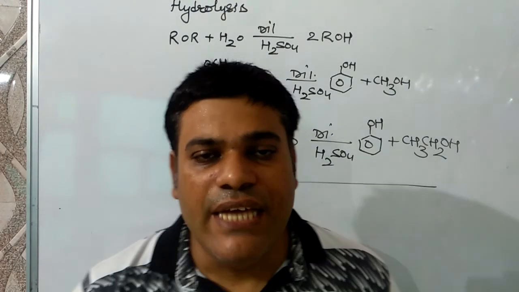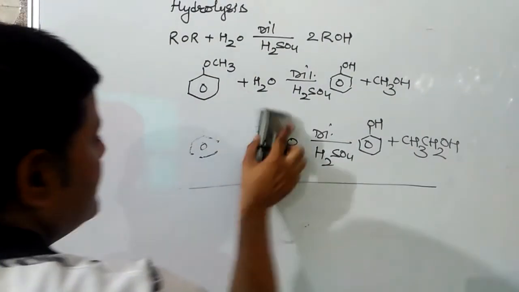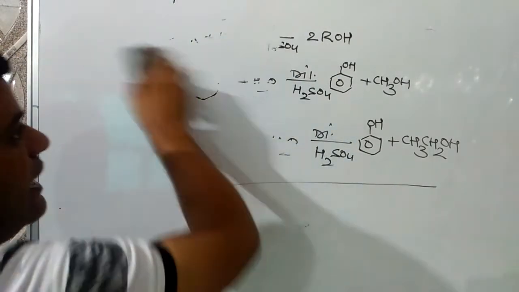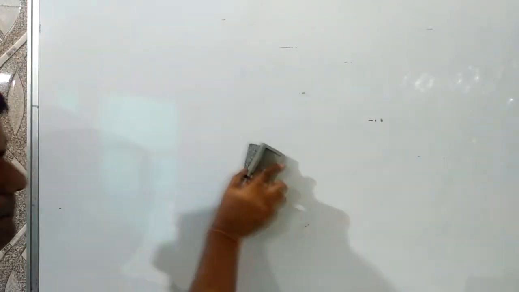Next will be reaction with halogen acids. Here reactivity order follows: HF least, then HCl, then HBr, then HI. But in this case, keep it in mind, the product formed will depend on the mechanism.